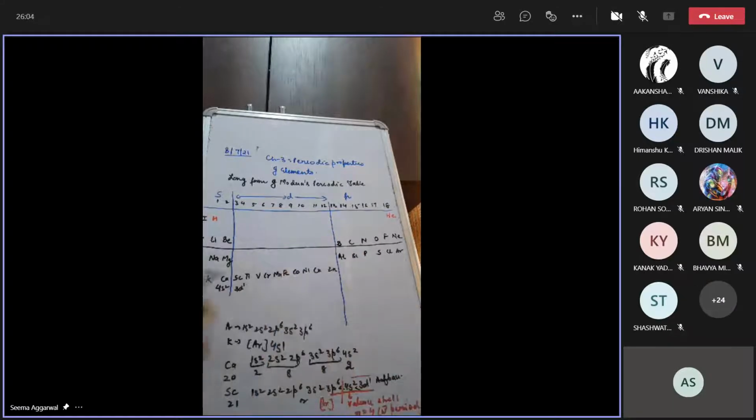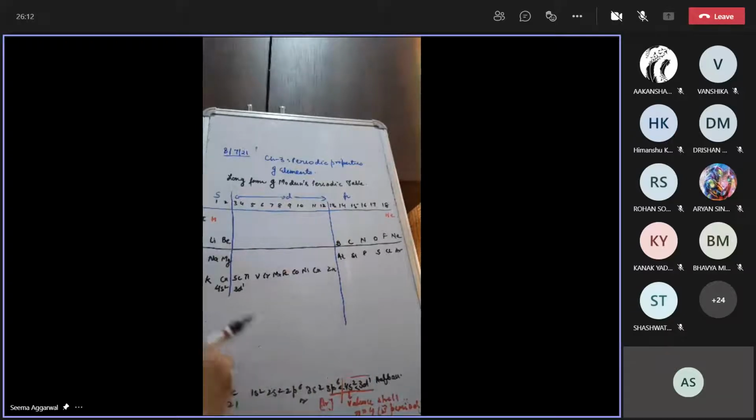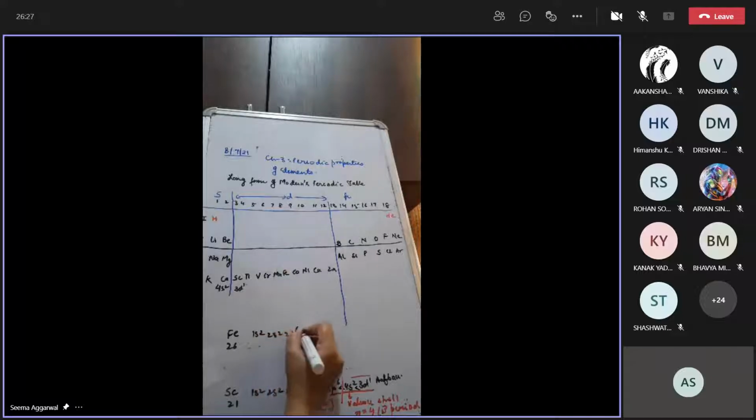Okay, now I am asking a very simple question. Now suppose I take iron. Iron means atomic number 26. To which group does it belong? How do we calculate to which group it belongs? So what I am writing is: 1s2, 2s2 2p6, 3s2 3p6, then 4s2 and 3d6.